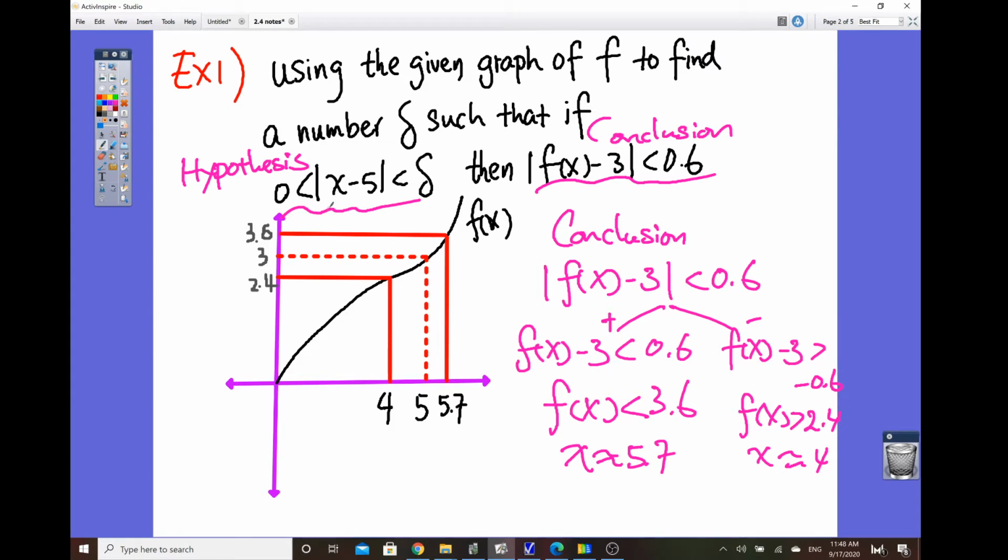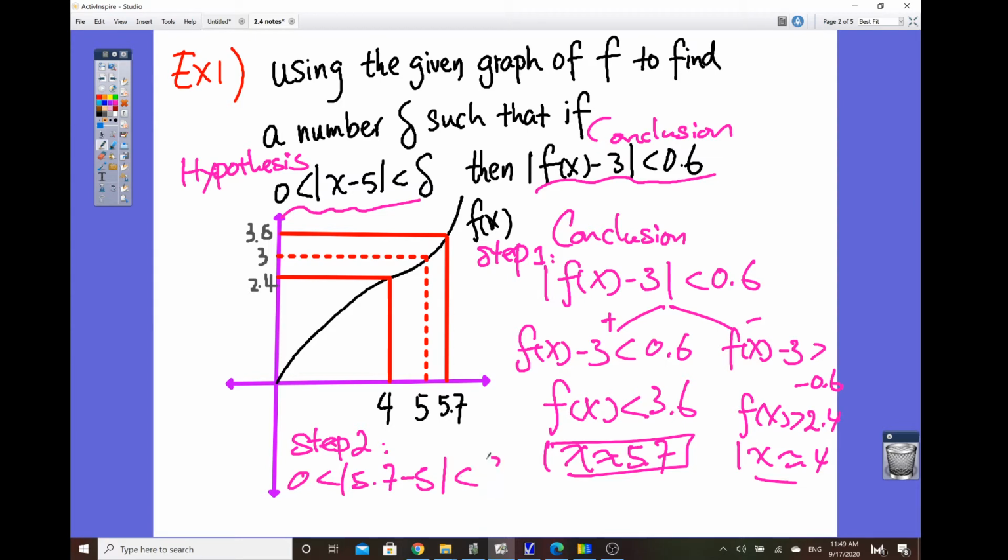Once we find the x values, we want to plug the numbers back into the hypothesis. Always start with the conclusion so we can find the x values, and then put them back into the hypothesis. So we have 0 is less than the absolute value of 5.7 minus 5, which is less than delta. 5.7 minus 5 is 0.7, so delta is greater than 0.7.